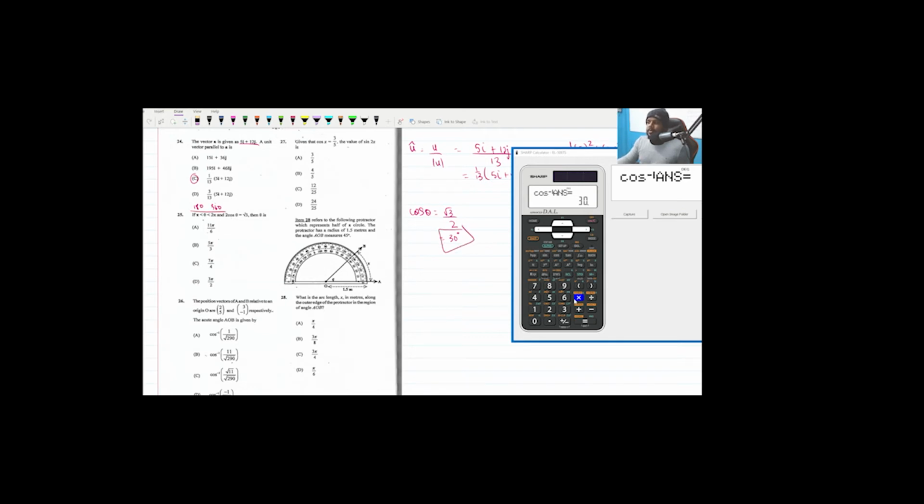Cosine is positive in the first quadrant and the last quadrant. In the last quadrant, theta will be 360 minus 30, which is 330 degrees. And I'm going to change this to radians by multiplying by pi over 180. This becomes 330 over 180, and changing it to an improper fraction, that's 11 pi on 6.